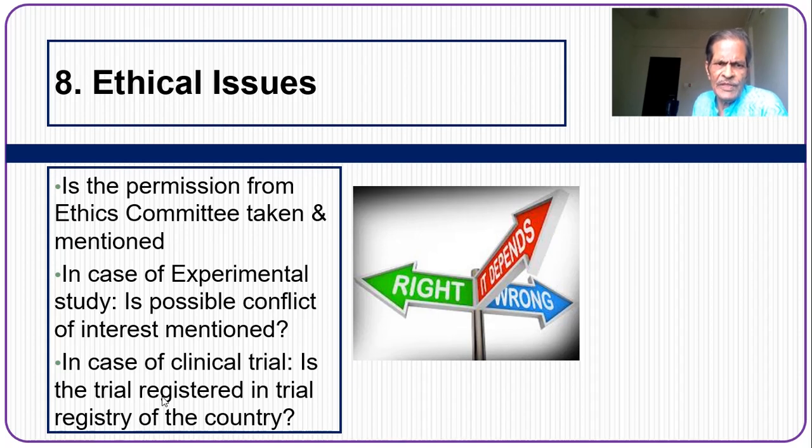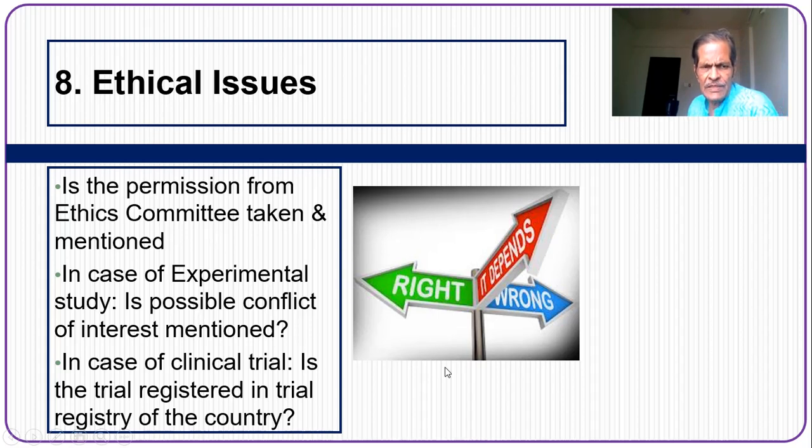Is the permission from the ethics committee taken and mentioned? Usually this is mentioned either in the materials and methods, or it may be mentioned in the acknowledgement section. So you must try to find out whether the mention is there. Sometimes the study is observational, so people feel like not mentioning the permission of the ethics committee. They do not even take the permission of the ethics committee. So that's not a proper thing. Even observational studies need the permission from the ethics committee. So is the permission from the ethics committee taken and mentioned in the article itself?